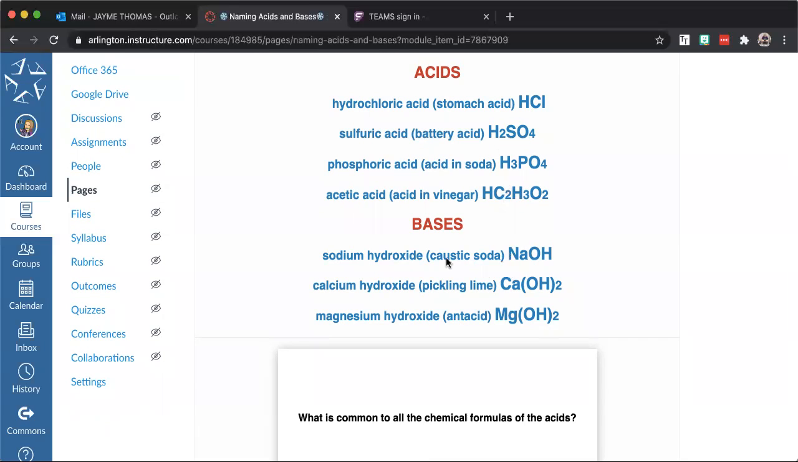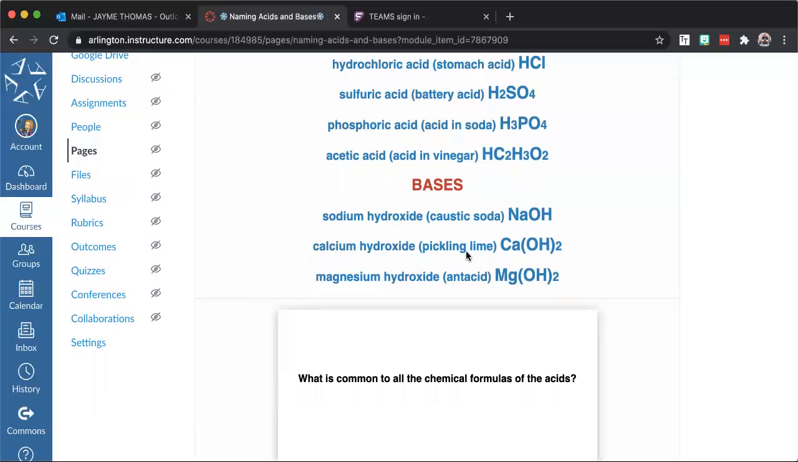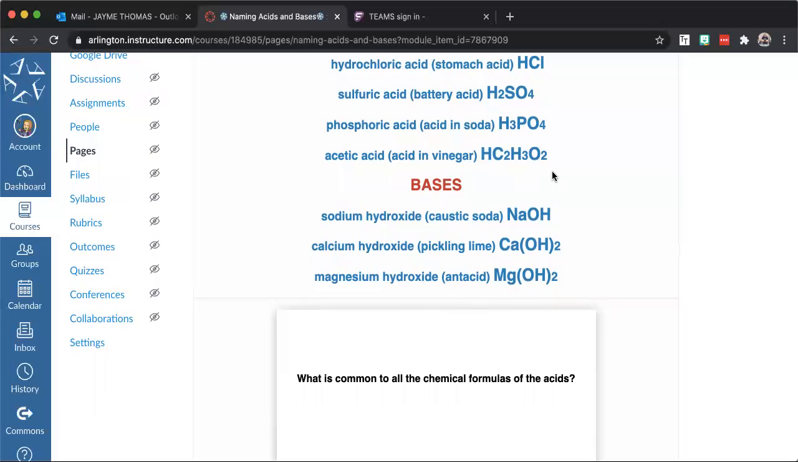For the bases, we have caustic soda, that's sodium hydroxide, that's what's in drain cleaner. Calcium hydroxide is also called pickling lime, because you can use things like calcium hydroxide and other bases to pickle and can and preserve foods. And then magnesium hydroxide is one type of antacid. There are several types of antacids, but all antacids are bases, okay, because they all neutralize the acid in your stomach, so they react with it. So what do you guys notice that the bases have in common, or what's the same about them?